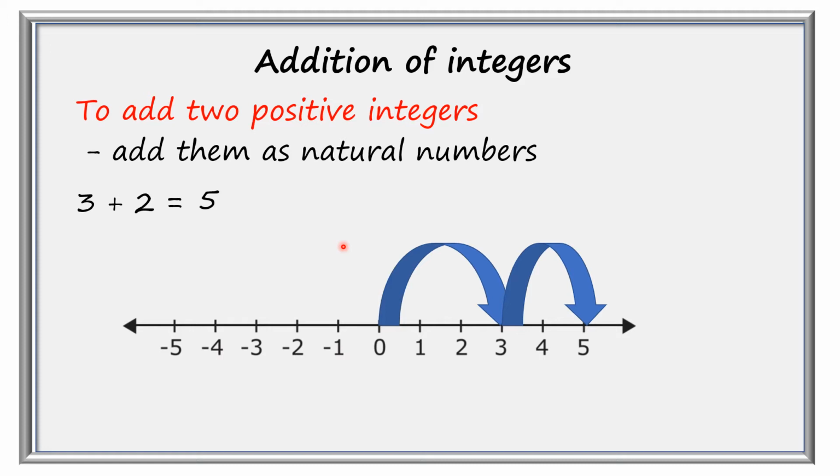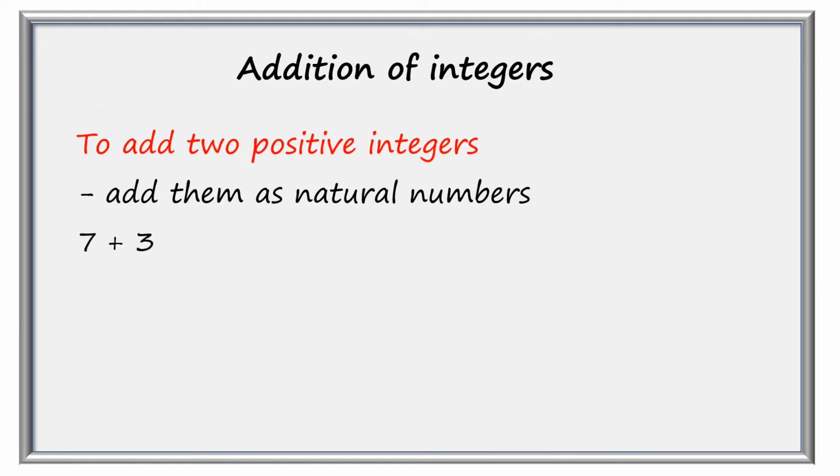So it is very easy whenever we need to add two positive integers. Just add them as natural numbers. So let us add 7 plus 3. Add them as natural numbers, equals 10. One more, 6 plus 2. Just as natural numbers, 6 plus 2 equals 8.